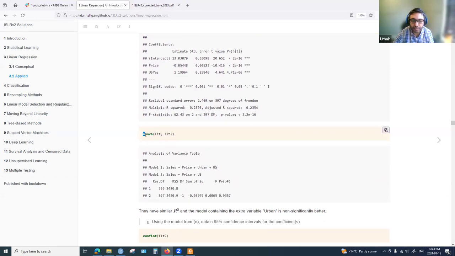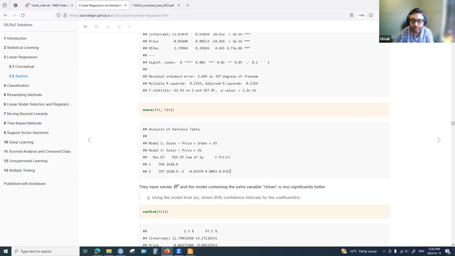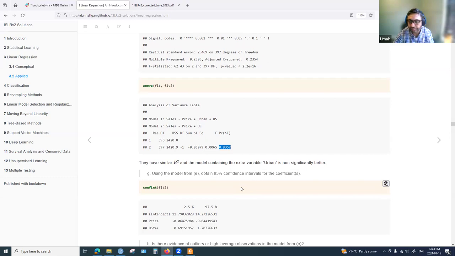So the models don't seem to be very different, but we know that the urban variable is not significant. One way to check that is by comparing the two fits by running ANOVA. Here they show the residual degrees of freedom and the residual sum of squares, which we see are clearly not different, and then the p-value for the F-statistic. The F-statistic checks for the difference between the two models, and we see that it is higher than 0.05, which means that the models are not different. The other way to interpret that is to say that they have similar R-squared and the model containing the extra variable urban is not significantly better.